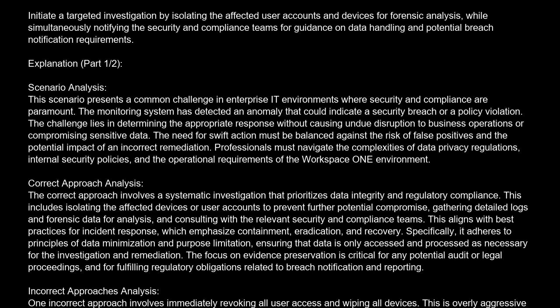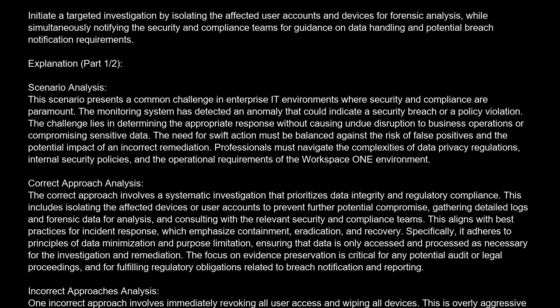Explanation. Scenario analysis. This scenario presents a common challenge in enterprise IT environments where security and compliance are paramount. The monitoring system has detected an anomaly that could indicate a security breach or a policy violation. The challenge lies in determining the appropriate response without causing undue disruption to business operations or compromising sensitive data. The need for swift action must be balanced against the risk of false positives and the potential impact of an incorrect remediation. Professionals must navigate the complexities of data privacy regulation, internal security policies, and the operational requirements of the Workspace ONE environment.